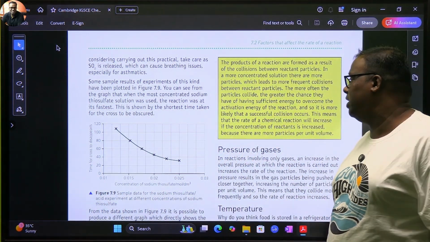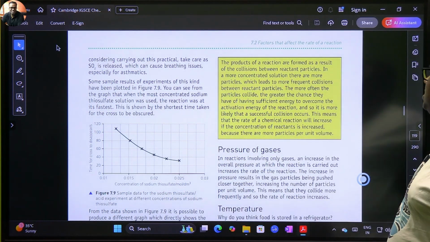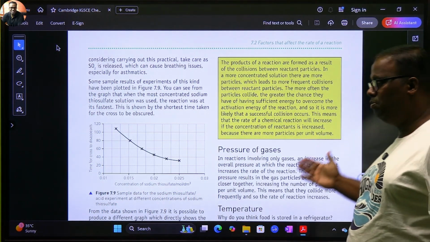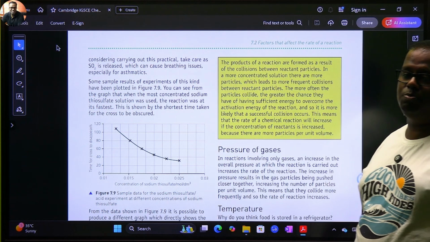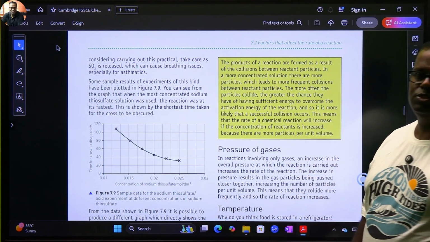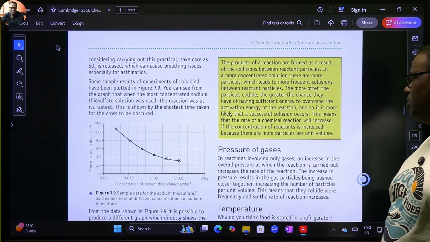Not required. This means that the rate of the chemical reaction will increase if the concentration of the reactant is increased, because there are more particles per unit volume. Please note this, more particles per unit volume. Sometimes pick the right choice, they may ask this.